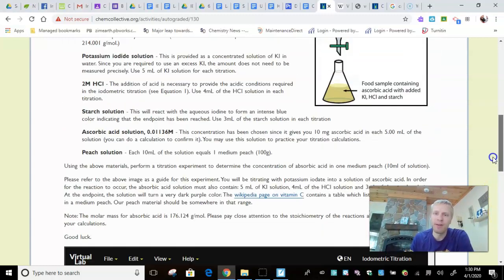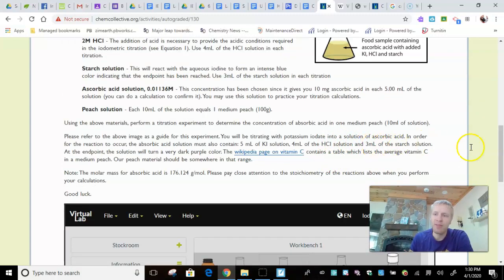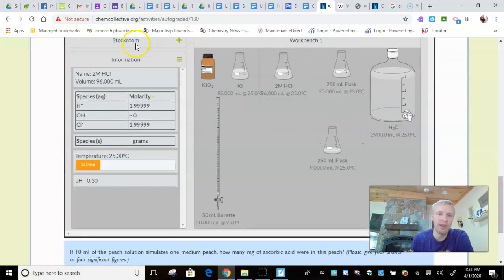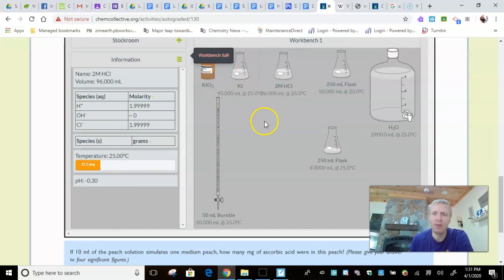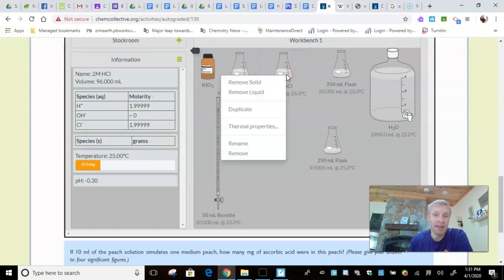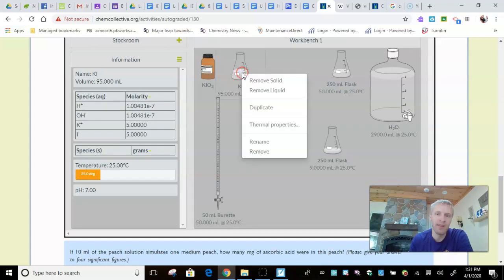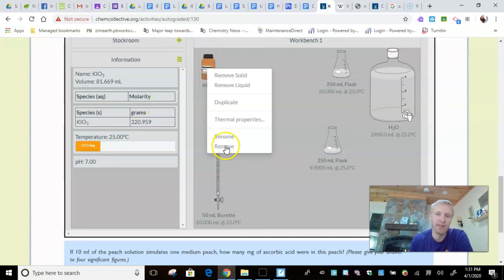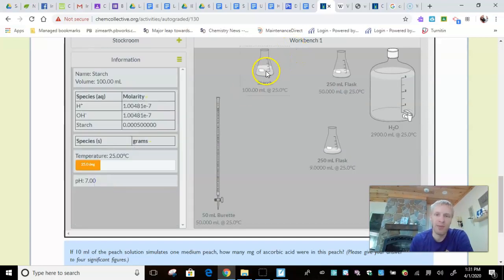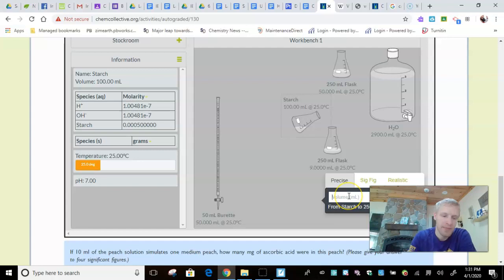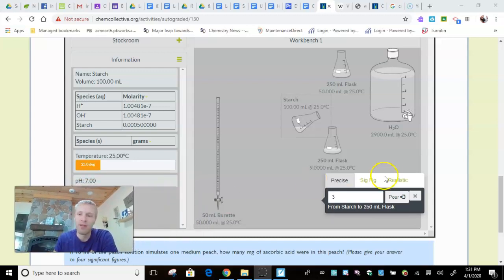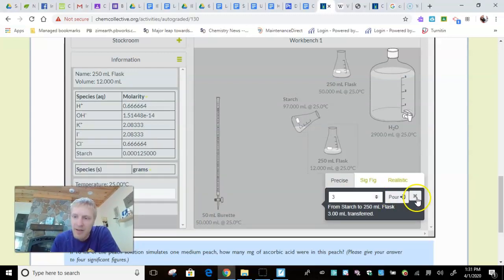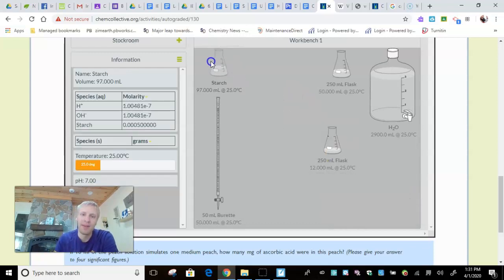All right, and then the third one is 3 mils of starch solution. 3 mils of starch. So I got to go down. Get my starch solution. Oh, my workbench is full. It's too cluttered. Well, I don't need the HCl, so I'm going to right-click and press remove. There we go. I'm going to get rid of this. Remove. I'm going to get rid of this. Remove. All right. And now I got room for my starch, and I wanted my 3 mils. There we go.